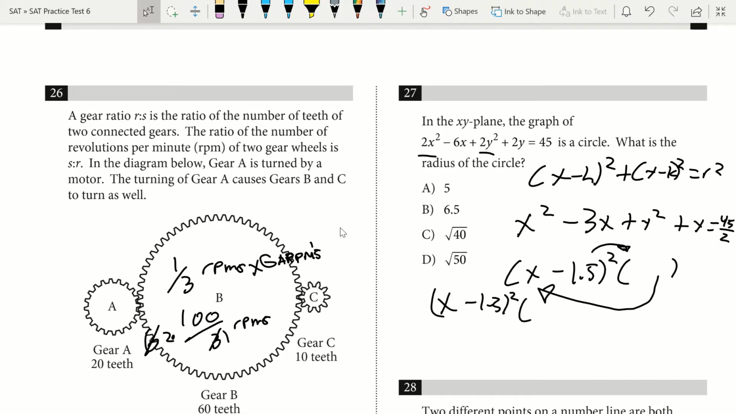And then I look at my other part, and I have y squared plus 1y, right? That's a 1 there. It doesn't have to be there. You should just be able to recognize it. So we're going to have that plus y.